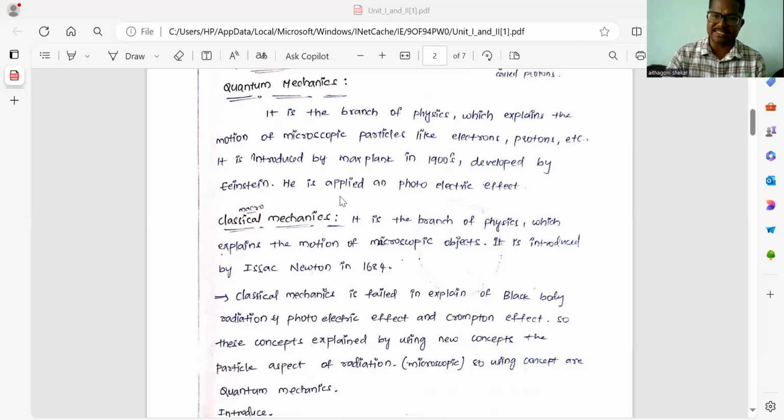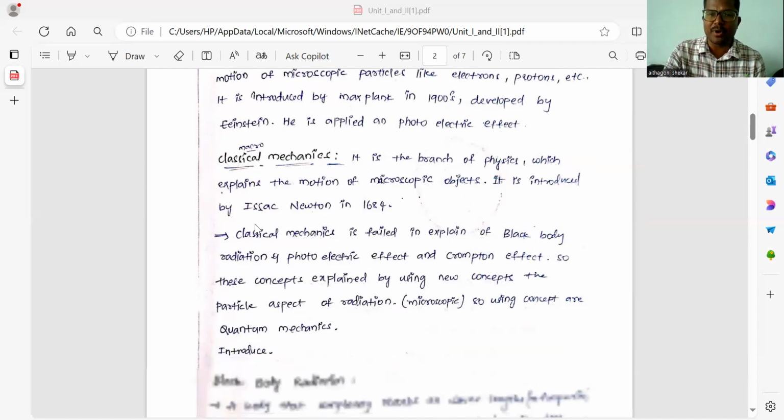Classical mechanics fails to explain black body radiation, the photoelectric effect and the Compton effect. So these were explained using a new concept, the particle aspect of radiation. This is the need for quantum mechanics, starting with the very basic ones, the radiation.